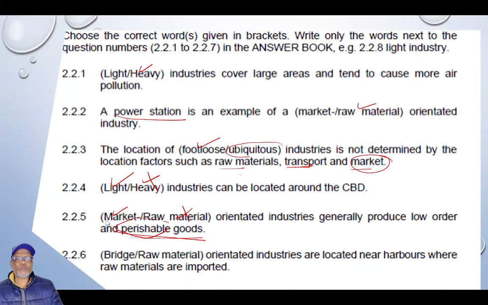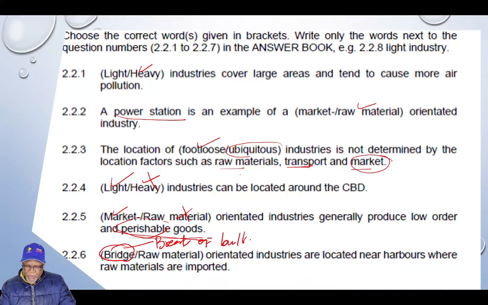And now 2.2.6, bridge industry or raw material orientated. Bridge industries or raw material orientated industries are located near harbors where raw materials are imported. So these are bridge industries, they are located near harbors. Another name for bridge industry is break of bulk. So those are the industries that are located near harbors.